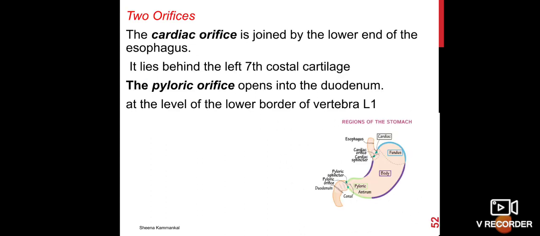The orifices, or the openings, are present one at the lower end of the esophagus. This is the beginning, then the other at the lower end of the stomach. So the first one comes at the junction between esophagus and stomach. The second one comes at the junction between stomach and duodenum. These are the 2 openings. The first opening is called the cardiac orifice. The second one is called the pyloric orifice.